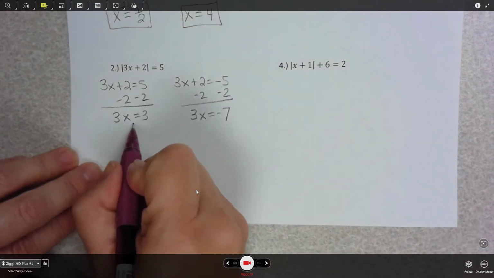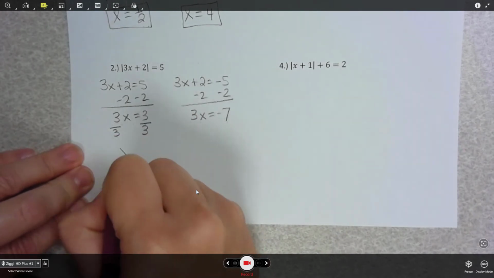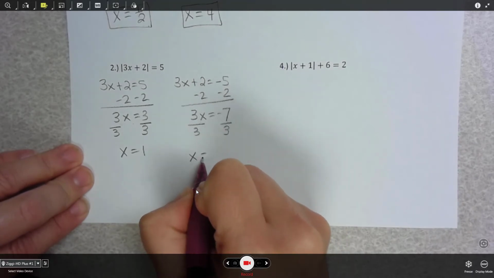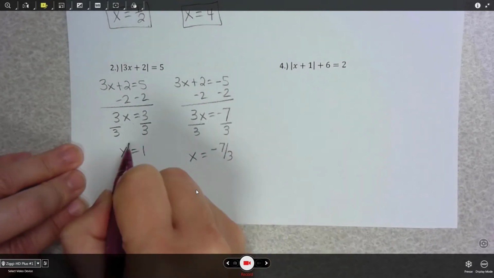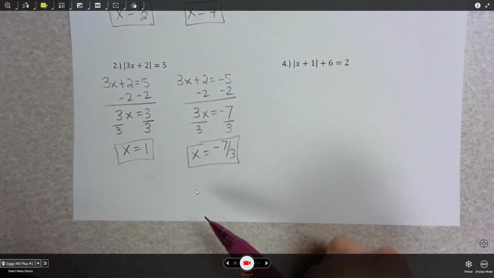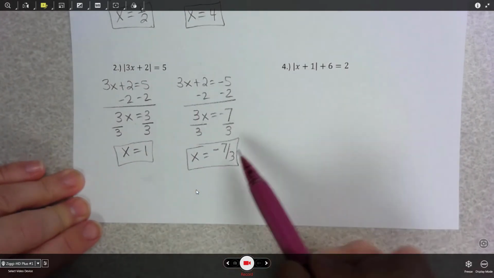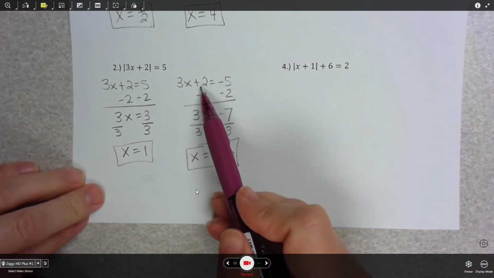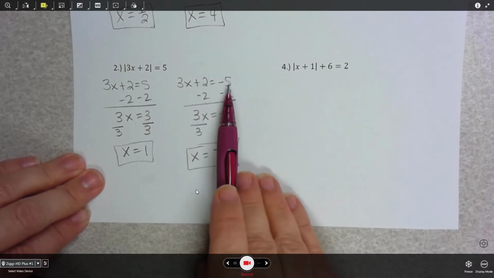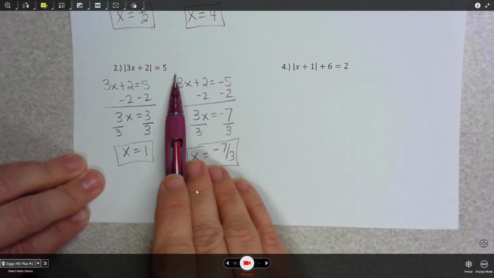Alright, so now we have 3x equals 3 and 3x equals negative 7. I'm going to come in and divide both sides by 3 on both equations. Make sure to write your fractions in their most simplest form. Alright, you should have two answers. If I fill in a 1, that leads me to a 5. And if I fill in negative 7/3, that leads me to a negative 5. So that when I take the absolute value of 5 and the absolute value of negative 5, for both of them I get a 5.